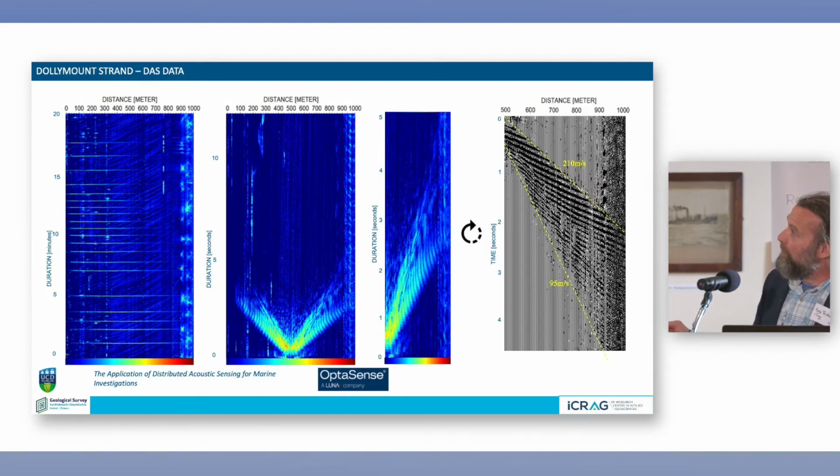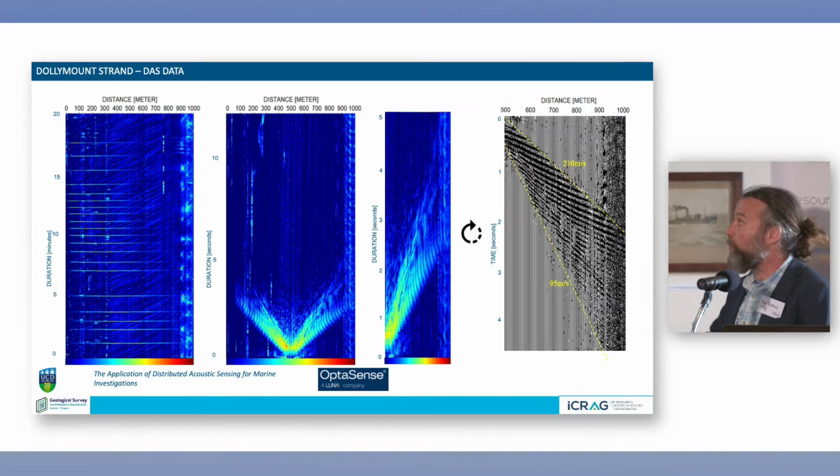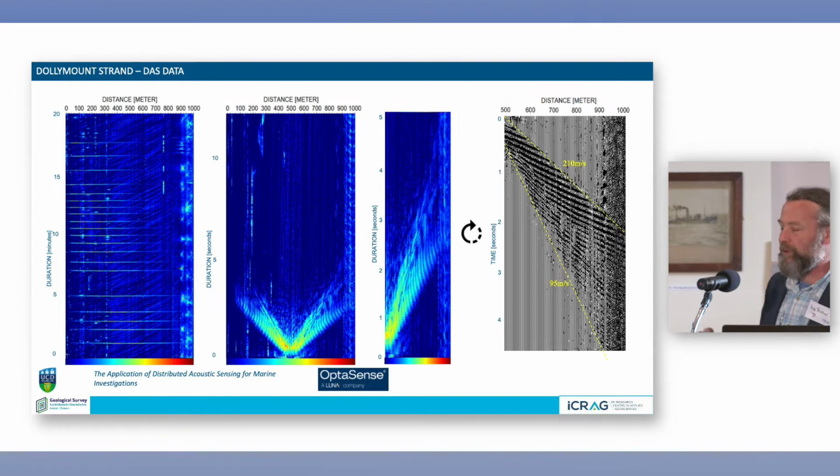We can see these sloping events here. These are ocean waves propagating towards the shore, so we can pick up the pressure from the ocean waves as well. If we have a look at this in more real time, the sloping lines are just the waves coming in. You can see the individual footfall of someone walking down the beach. And then this is a mid-shot using an airgun.